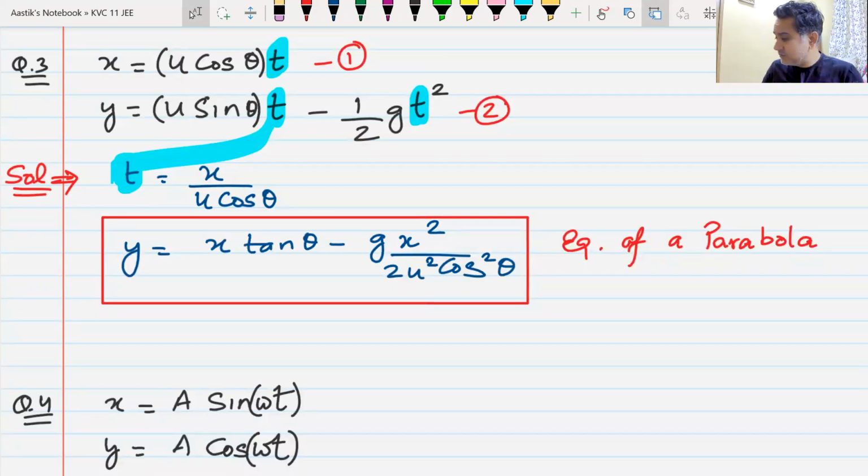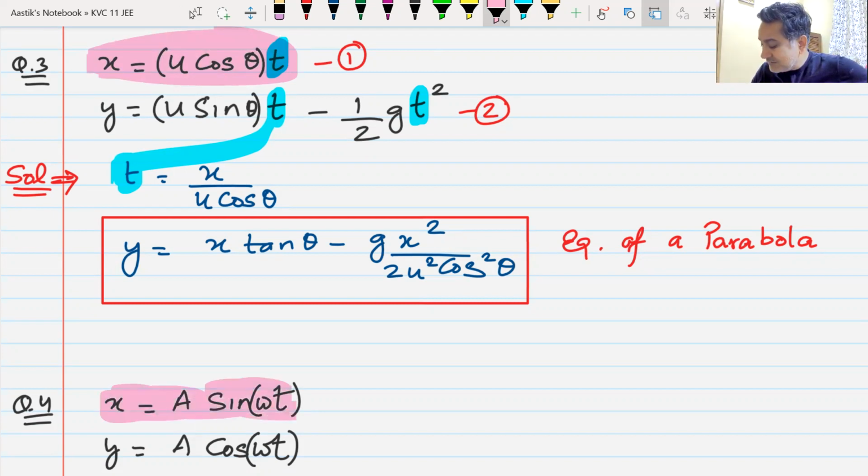The first one, the pink one, was written in a different way. It was u cos theta multiplied by t. This is a sine of omega t. Understand the difference? Yes or no? Somewhat different. How do I get the equation of trajectory here?